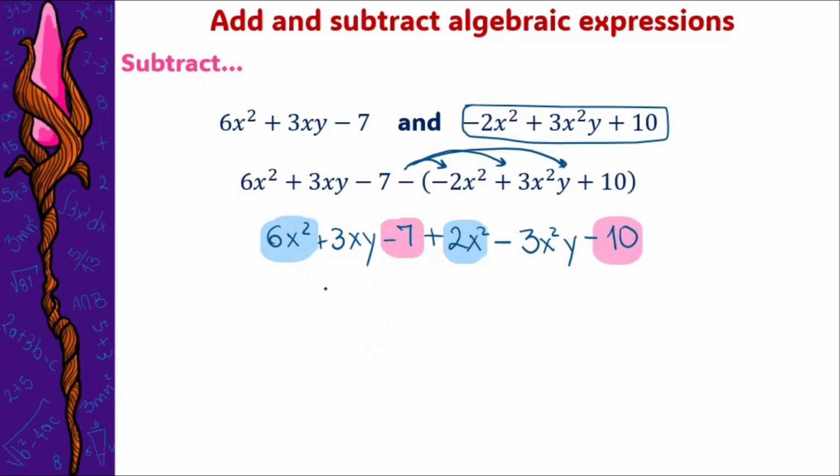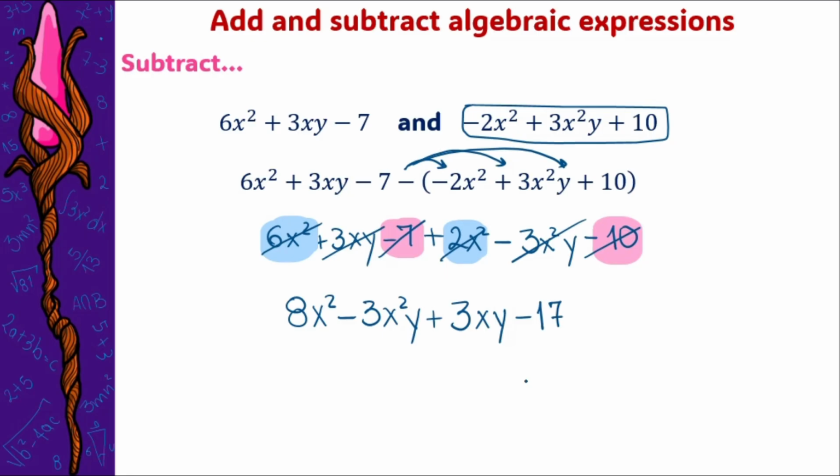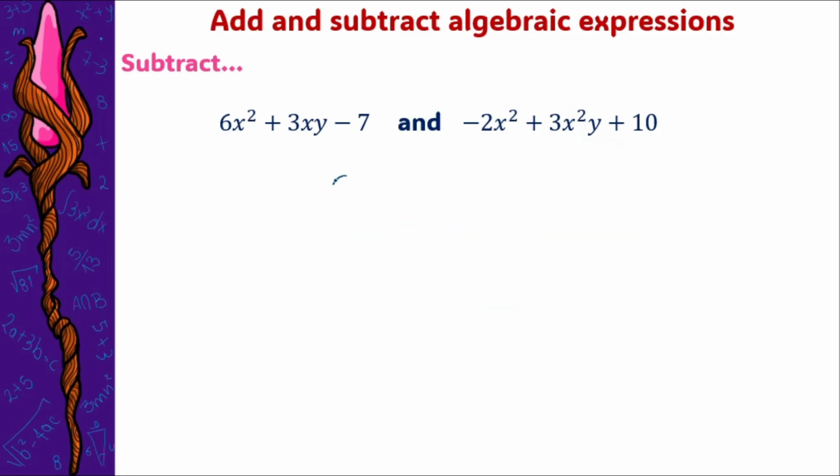So I'm going to start with the x squared. 6 plus 2 is 8, 8x squared. Then I'm gonna go with the x squared y, minus 3x squared y, then the xy normally, plus 3xy. And finally the independent, minus 7 minus 10 is minus 17. So notice how different the answer is. This is the subtraction.